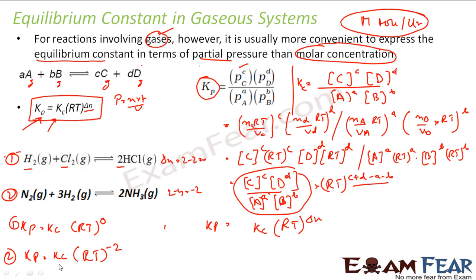Just application of the formula, but derivation of the formula is this. In exam, you don't have to derive every time. You just use the formula which we have derived now. Kp is equal to Kc RT to the power delta n. Just remember this formula, where Kp is nothing but my equilibrium constant in terms of pressure. Kc is nothing but equilibrium constant in terms of concentration.